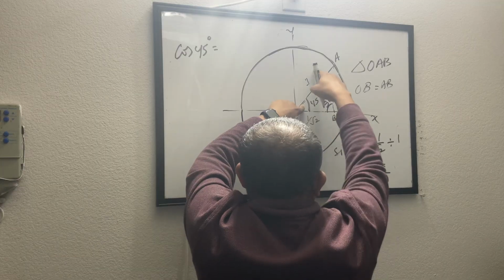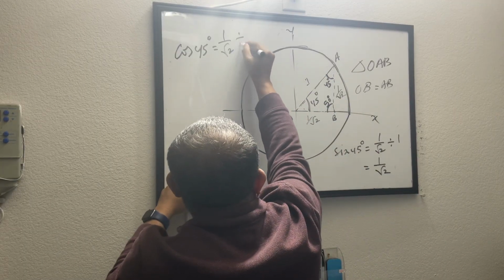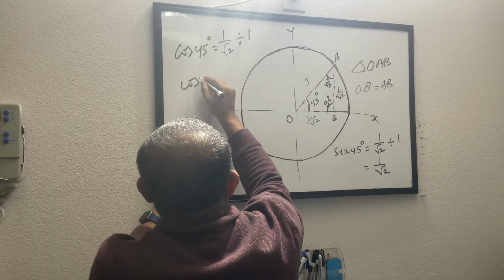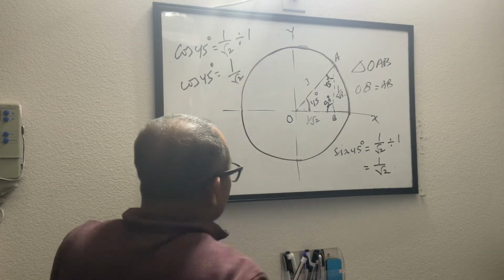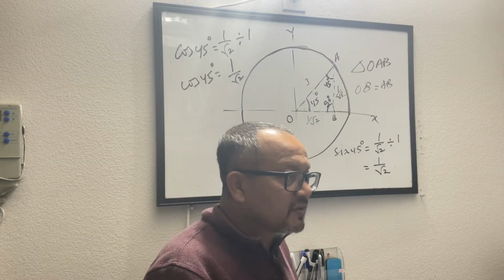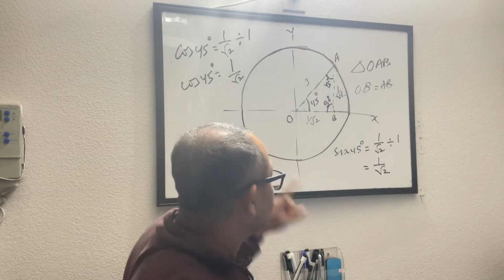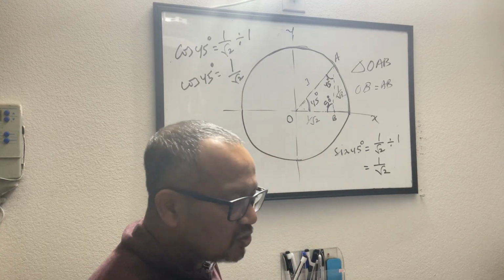Adjacent side by hypotenuse. So the adjacent side is also 1 by root 2, divided by the hypotenuse, which is 1, the radius of the unit circle. So cos 45 also gave me 1 by root 2. So basically, in the previous classes when I was saying that sine 45 is 1 by root 2, cos 45 is 1 by root 2, when I was drawing the table, when I was showing you the value of all the sine angles, we have just proved that one more time.